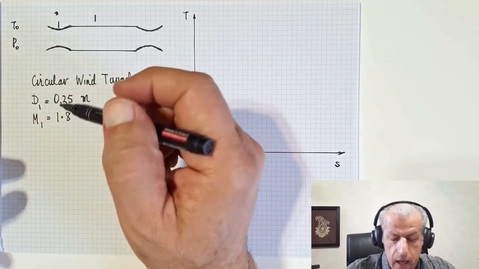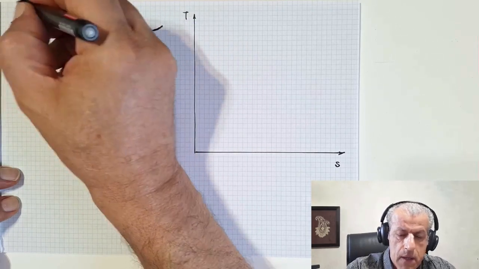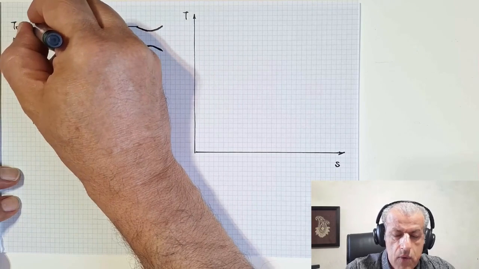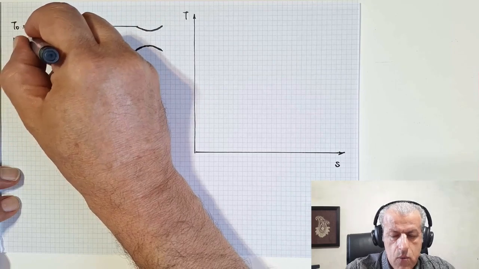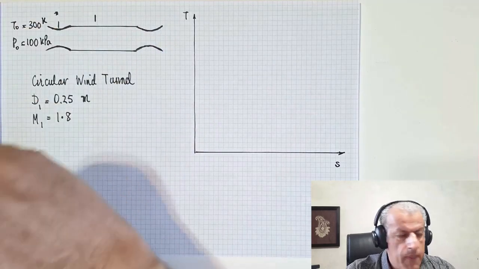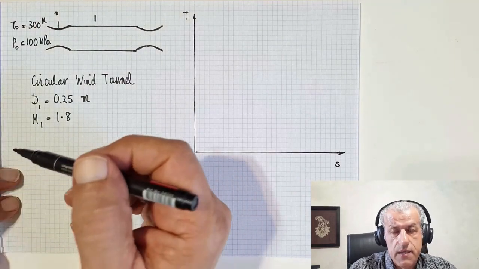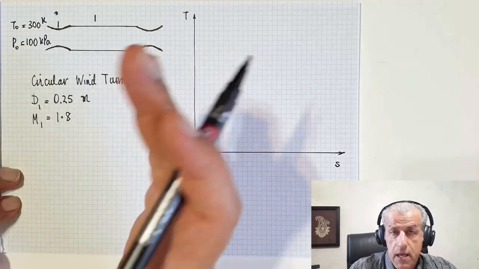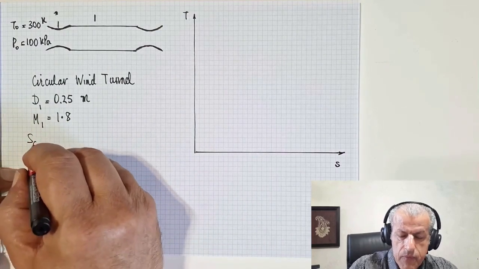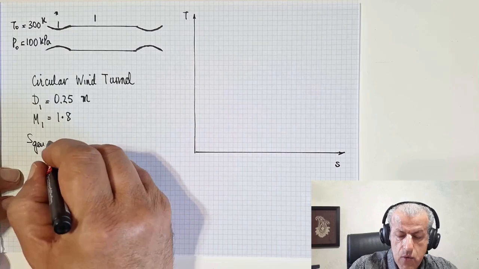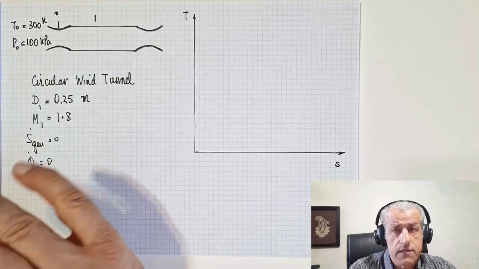Now, the air that is drawn into the wind tunnel, let's say T0 equals 300 kelvins and P0 equals 100 kilopascals. It is assumed that the tunnel is isentropic, at least before we discuss the shock wave. Therefore, there is no friction, Sgen equals 0 and Q dot equals 0, and it is a steady tunnel.